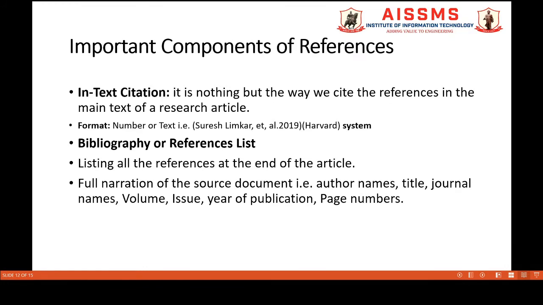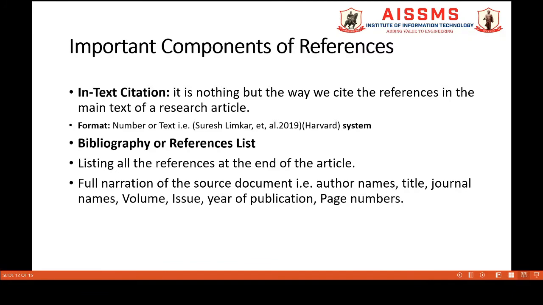Next, we'll move to the important components of references. As in my earlier slides, I have mentioned two major components of references. The first is in-text citation and the second is the bibliography or reference list. Let us take what is meant by in-text citations once again. It is nothing but the way we cite the references in the main text of a research article.